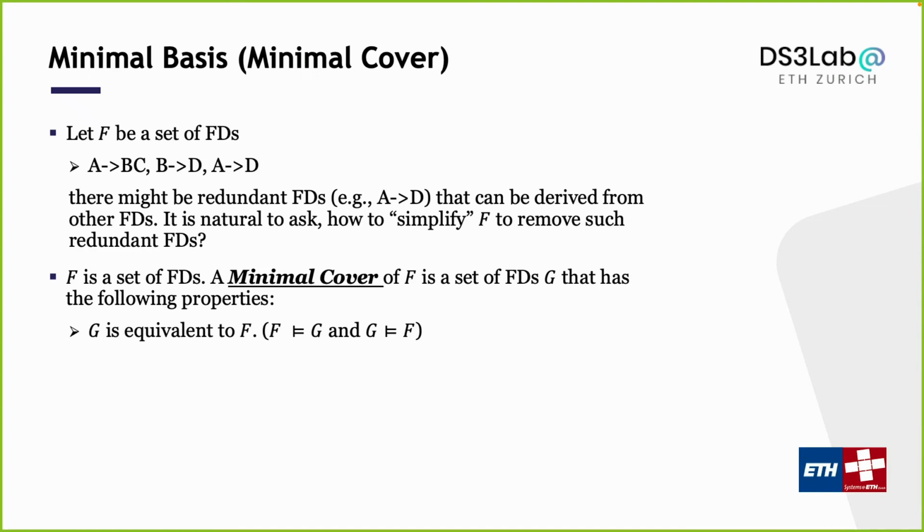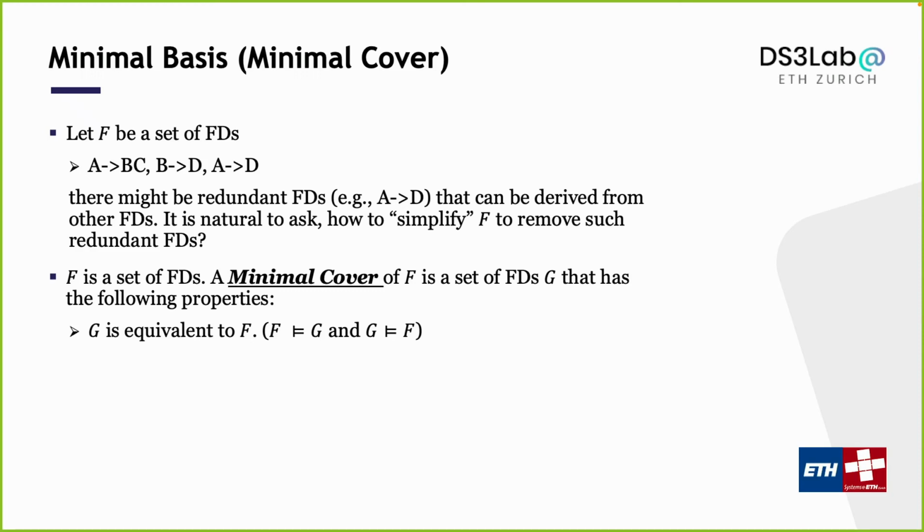First one, G needs to be equivalent to F. I want to simplify F. I don't want to change F, okay? G needs to be equivalent, which means that given F, you need to be able to imply G. Given G, you need to be able to imply F. This is the semantic level. On the syntax level, for every single rule in G, you should be able to derive that from F using Armstrong's axioms, and the other way around. Okay? G and F need to be equivalent.